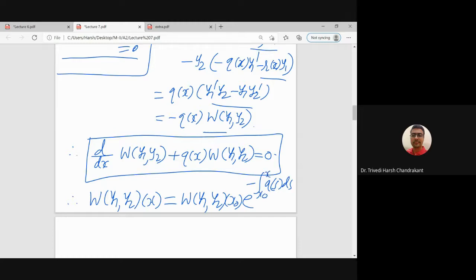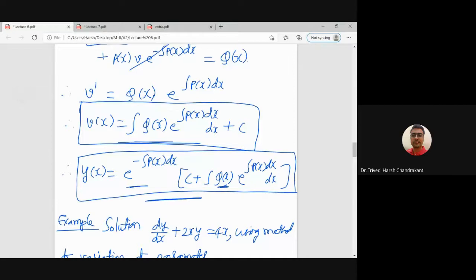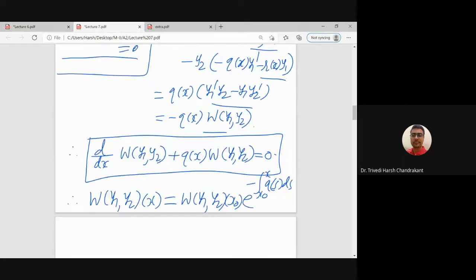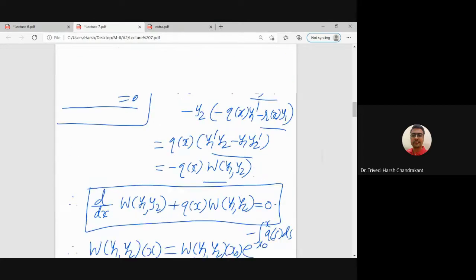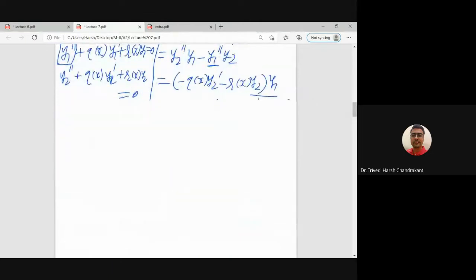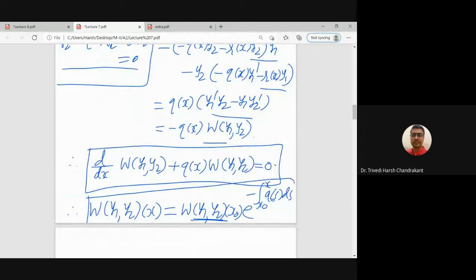And then we know that the constant c, whatever we will get here, that we can evaluate, and that is essentially the Wronskian defined at x0. That comes from substituting x0 in this equation. Whenever we substitute x0, this part will be e power 0, that is 1. Therefore we will get the solution.